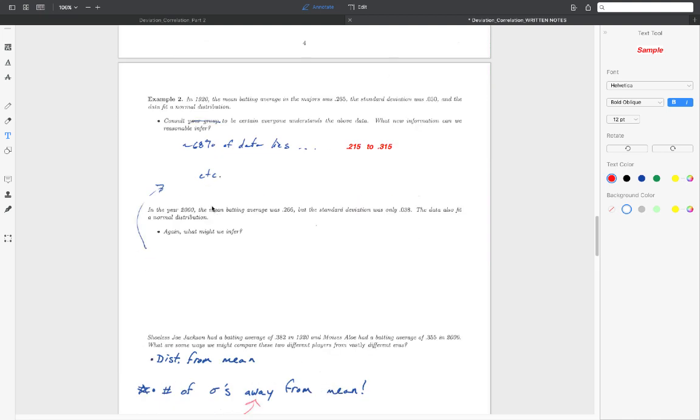In the year 2000, the batting average mean was very similar, but had a smaller standard deviation. So the data was more tightly clustered than in 1920. And the data also fit a normal distribution. Again, what could we infer? We could infer something about our data, given that we know it's a normal curve and we know the standard deviation and mean.